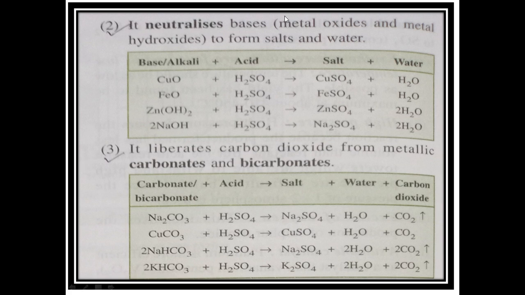Then it neutralizes bases. Dilute sulfuric acid neutralizes bases to form salts and water. That means this is a neutralization reaction. So what is a neutralization reaction? The reaction in which base reacts with acid to give salt and water. Your acid will be sulfuric acid and the salt will be sulfate, because sulfuric acid is combining with the base and the result will be sulfate only. If the acid is HCl, then chlorides will form.